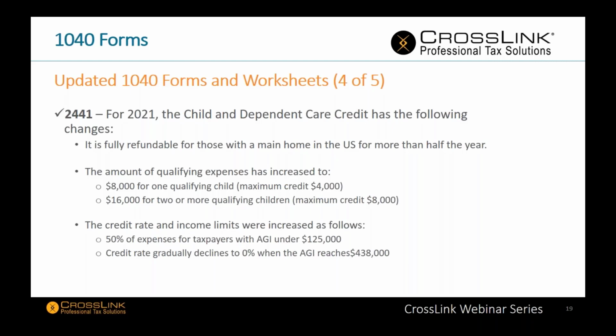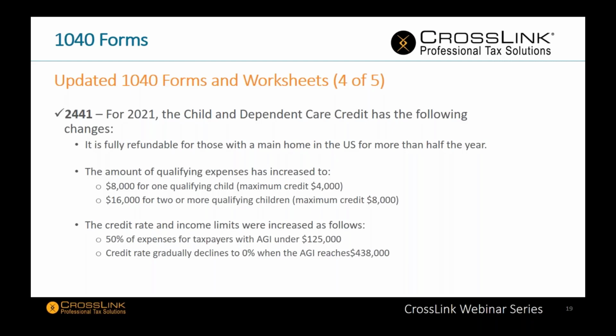Also, 2441, some big changes here for tax year 2021. The Child and Dependent Care Credit has the following changes. First of all, it's fully refundable for those with a main home in the U.S. for more than half the year. And then the amounts have significantly changed. They've been increased. The qualifying expenses have been increased to 8,000 for one qualifying child, with the max credit being 4,000. And then 16,000 for 2 or more children is the qualifying expenses, with the max credit being 8,000.